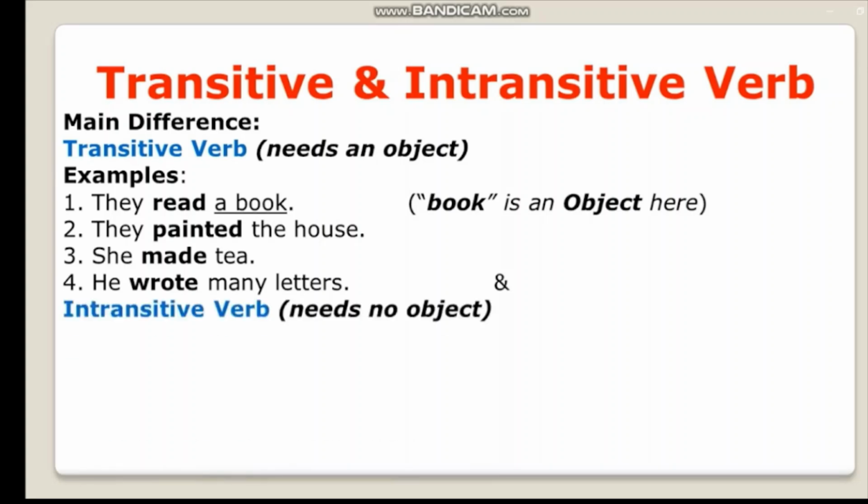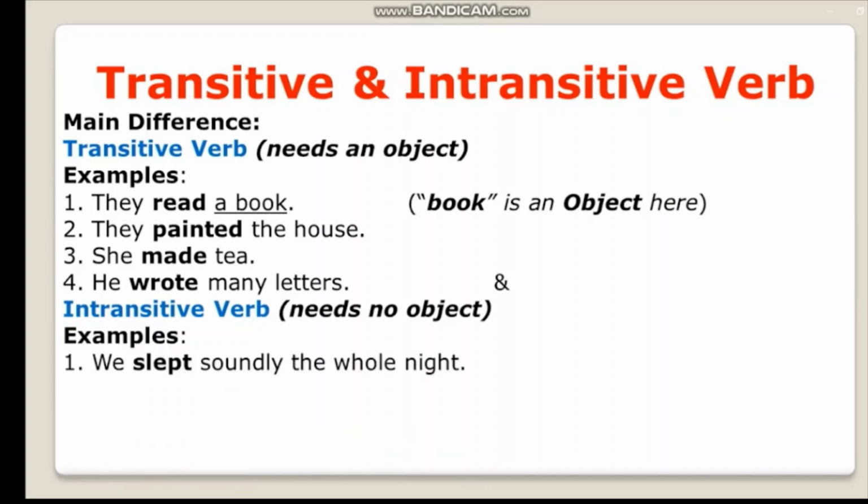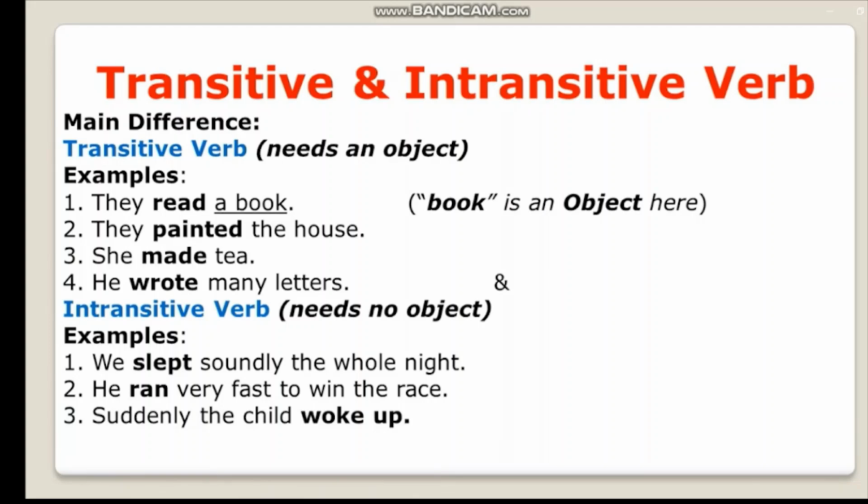And the main difference of intransitive verb is it needs no object. For example, we slept soundly the whole night. हम सारी रात बड़े आराम से सोए। He ran very fast to win the race. वो बहुत तेज भागा रेस को जीतने के लिए। Suddenly, the child woke up. I waited for an hour.